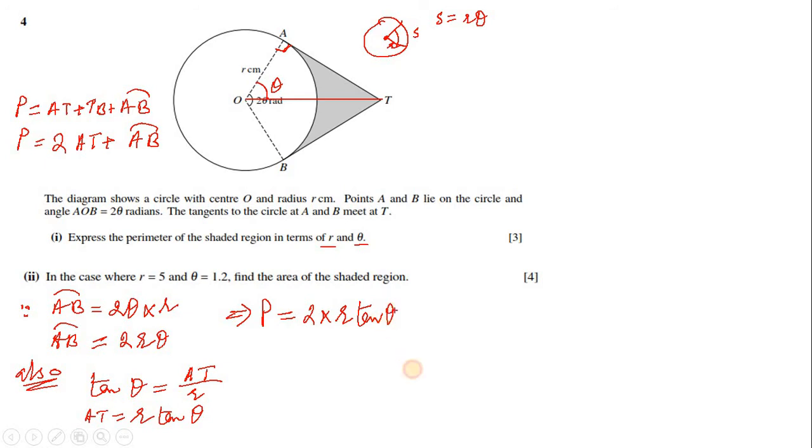2r tangent theta plus arc length of AB, which is 2r theta. So you can leave your answer here. This is an acceptable value, 2r tangent theta plus 2r theta. Clearly you can take 2r common if you wish. So perimeter P would be equal to 2r, inside the bracket you have tangent theta plus theta. This is the perimeter in terms of r and theta.